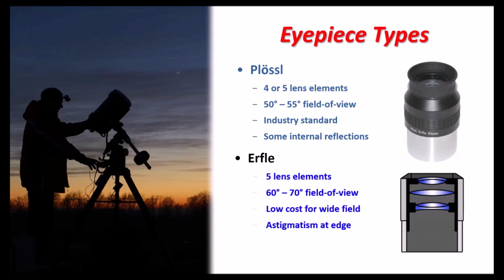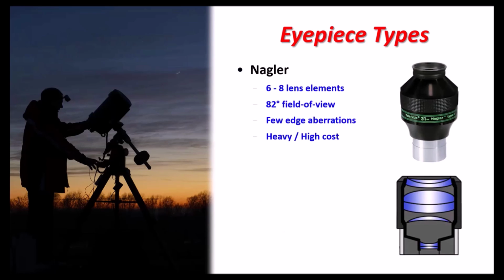Now the Erfle eyepiece, these were invented by Heinrich Erfle in 1921, and these are the first wide field eyepieces that give large apparent fields of view, you know, 60, 70 degrees. They do have some astigmatism on the edge, so that's why Erfles aren't as popular as they used to be, because they've been replaced by more modern wide field designs, specifically the Nagler eyepiece.